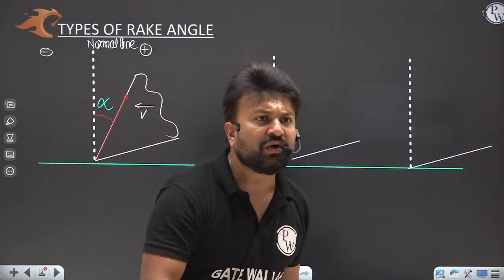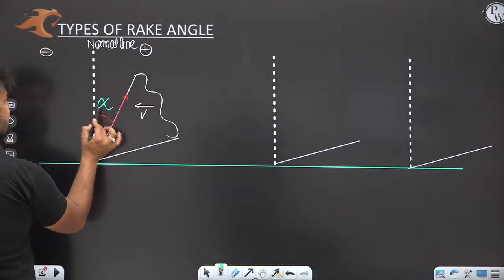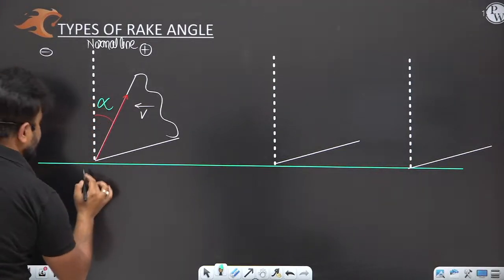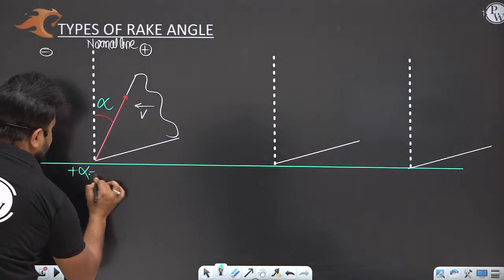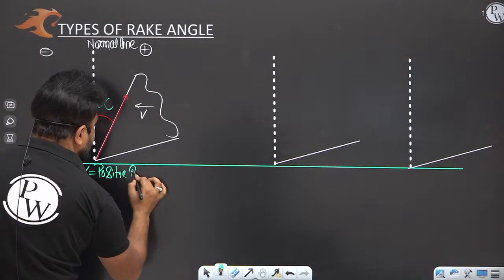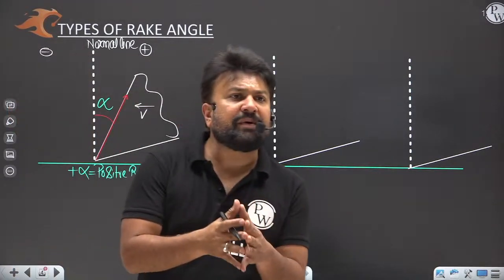Yes or no? This is the positive rake angle, right? This is alpha. This is the positive rake angle. Am I clear? Positive rake angle.